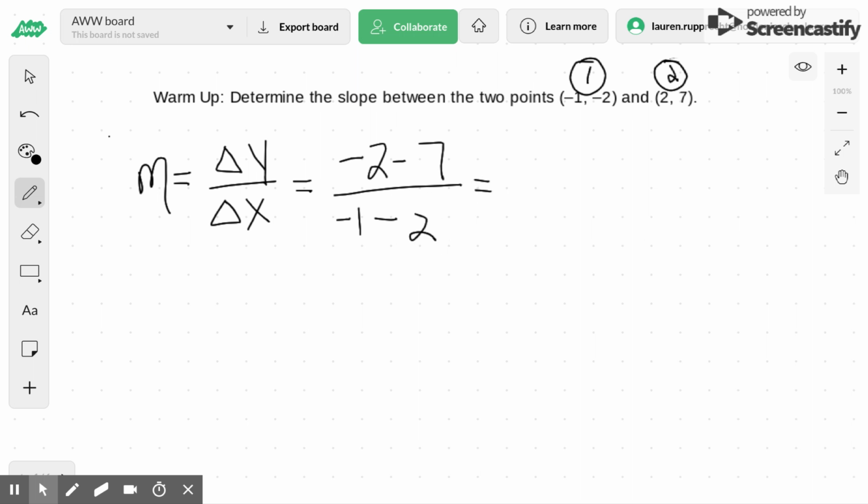So -2 minus 7 is -9. -1 minus 2 is -3. And when I simplify this, -9 divided by -3 is +3. So the slope between the 2 points, (-1, -2) and (2, 7), is 3.